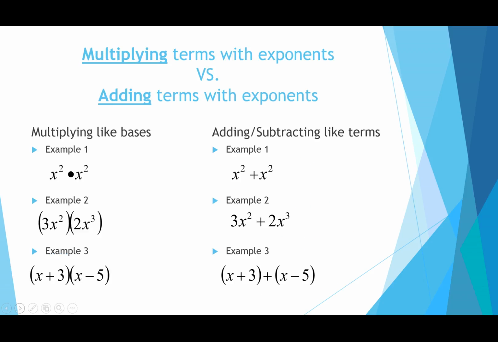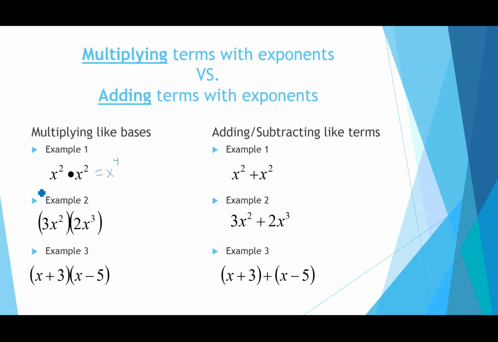Okay, now let's look at multiplying terms with exponents versus adding terms with exponents. Based on our properties of exponents that you learned in previous videos and lessons, multiplying like bases means that we're going to keep the base and add the exponents. So don't forget those rules. Let's look at the first example. X squared times x squared. We're going to keep the base of x and add the exponents. So 2 plus 2 is 4. X squared times x squared is x to the fourth.